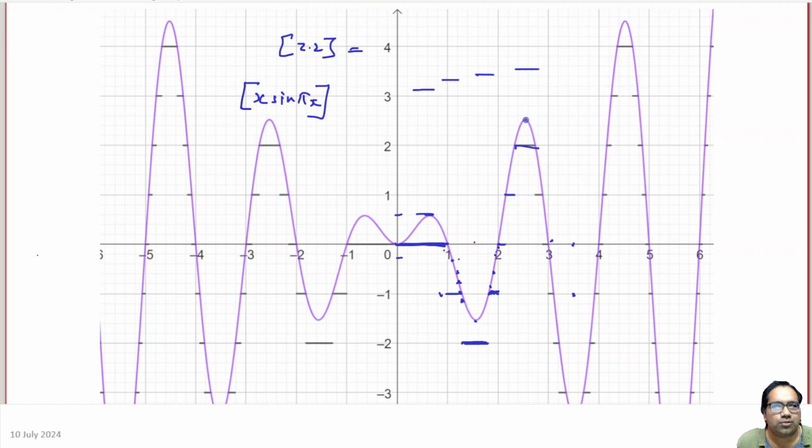So it is crossing 2. So till this part, whenever it has crossed 2 and is staying below 3, the greatest integer function of x sine pi x is this one. Similarly, between this point and this point, it should be this one. Similarly, between this point and this point, it is this one.